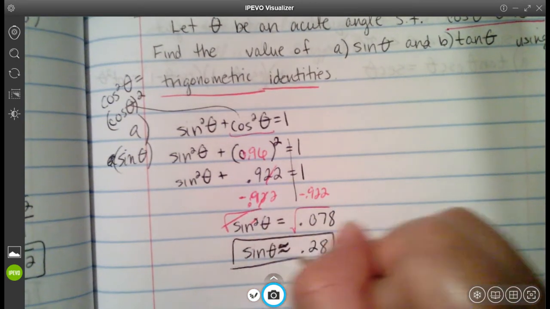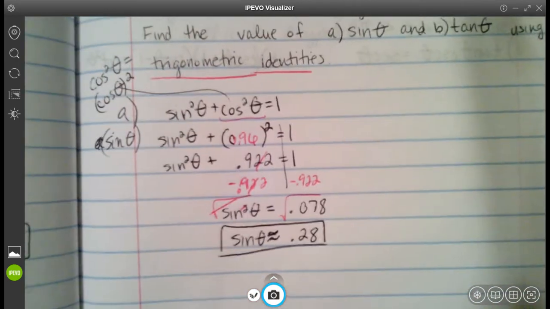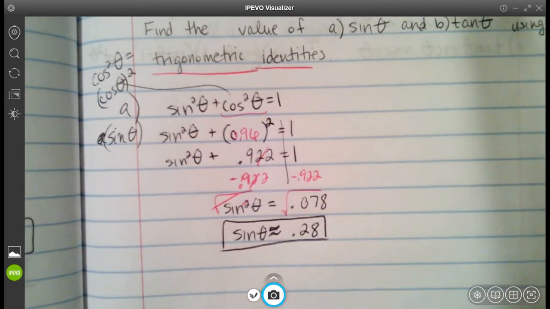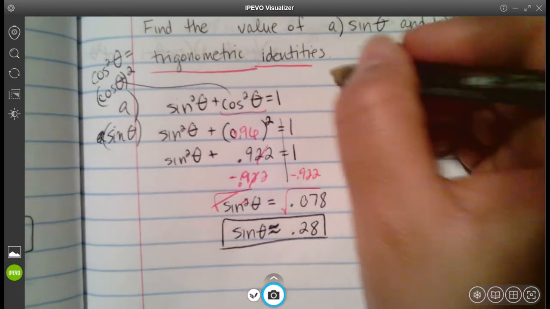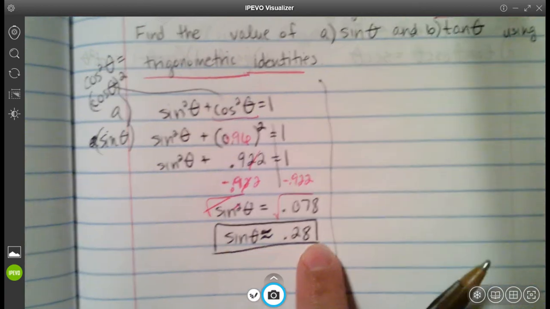It just depends if they're asking you to round to 3 decimals, then you round to 3 decimals. But I'm just going to do 2 for now. And that's it for letter A. So sine of theta is this.